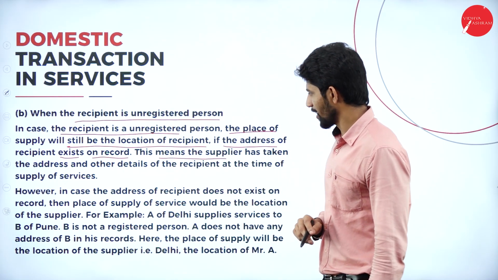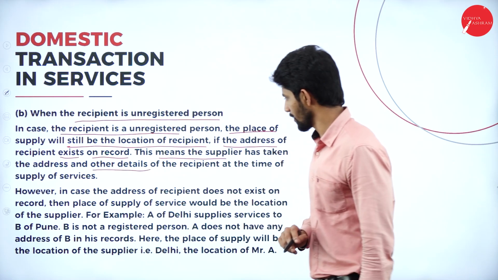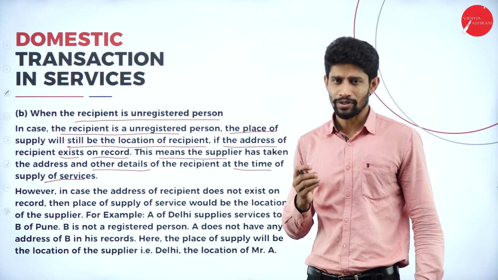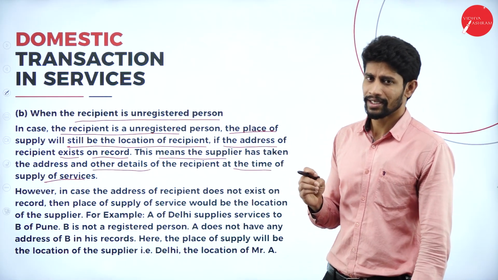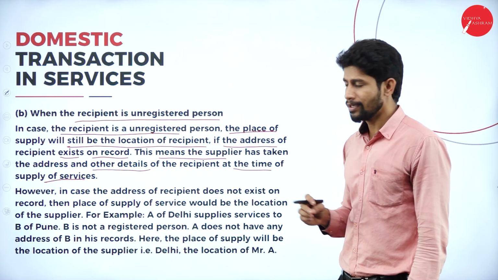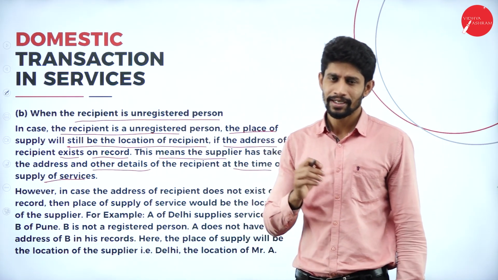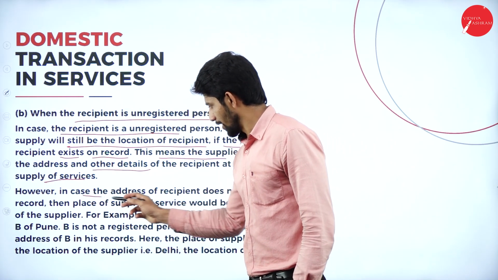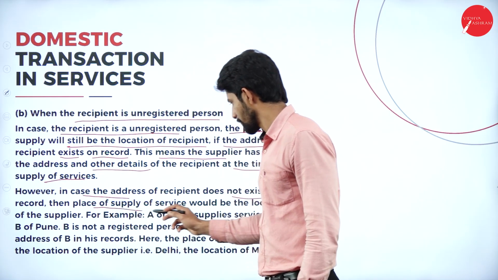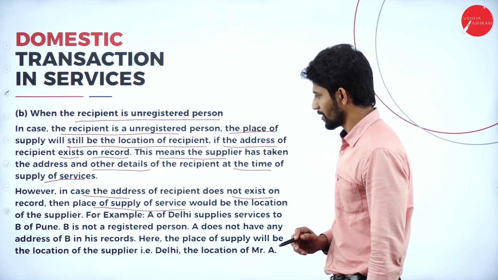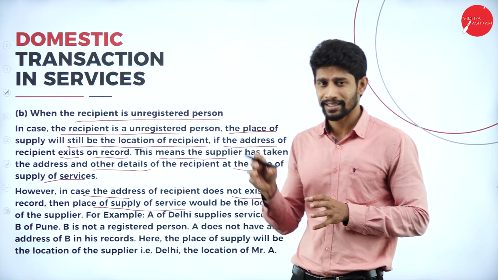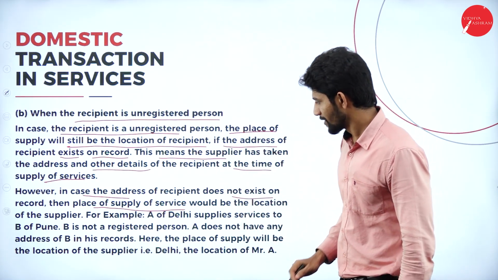This means the supplier has taken the address and other details of the recipient at the time of supply of services. Yes, even though the recipient is not a registered dealer, the place of the recipient will be considered as the place of supply by looking at the address details given by the recipient. However, in case the address of the recipient does not exist on the record, then the place of supply of services would be the location of the supplier.